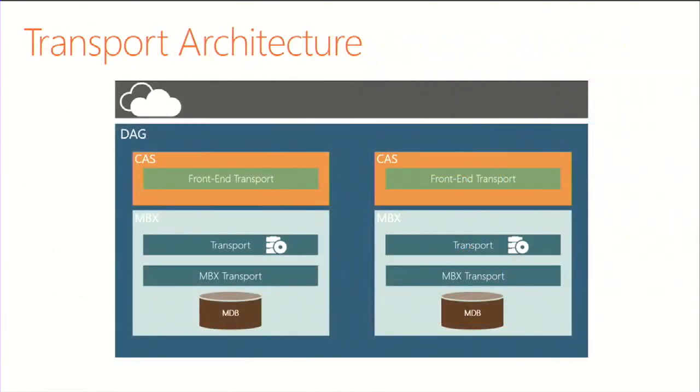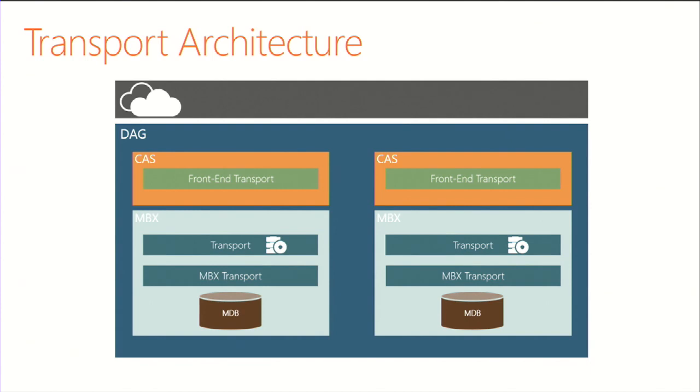But speaking of transport, it probably goes without saying that we should walk through what the new architecture looks like with transport. Because in prior releases, we had the Edge Transport server role, and then we had the Hub Transport server role. And the Hub Transport server role was obviously there to deal with all routing of mail flow and all policy enforcement. Well, we've broken the Hub Transport role up into multiple different components within Exchange 2013.